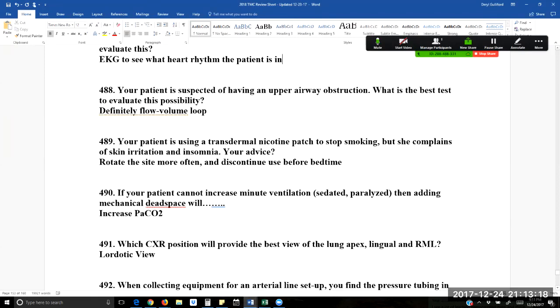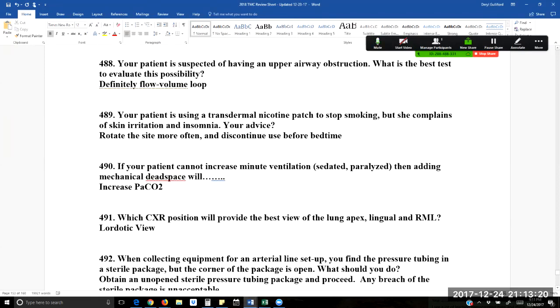Your patient is using a transdermal nicotine patch to stop smoking, complains of skin irritation and insomnia. Your advice, rotate the site more often. That will help with the skin problem. And discontinue use before bedtime. Unfortunately, sometimes these nicotine patches keep people awake. So consequently, they may just discontinue use a couple hours before bedtime.